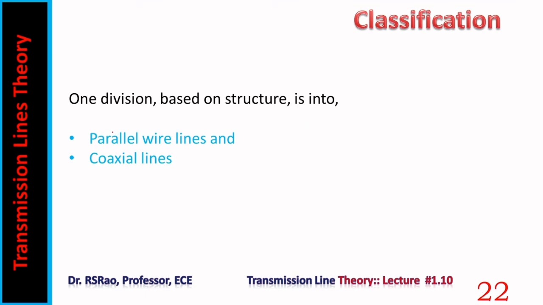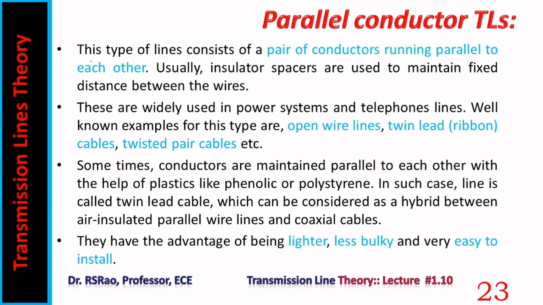Classification is there. One classification is into parallel wire lines and coaxial lines. A few points regarding this classification. This type of lines, parallel wire conductor transmission lines, consist of a pair of conductors running parallel to each other. Usually insulator spacers are used to maintain a fixed distance between the wires. These are widely used in power systems and telephone lines. Well-known examples are open wire lines, twin lead ribbon cables, twisted pair cables, etc.